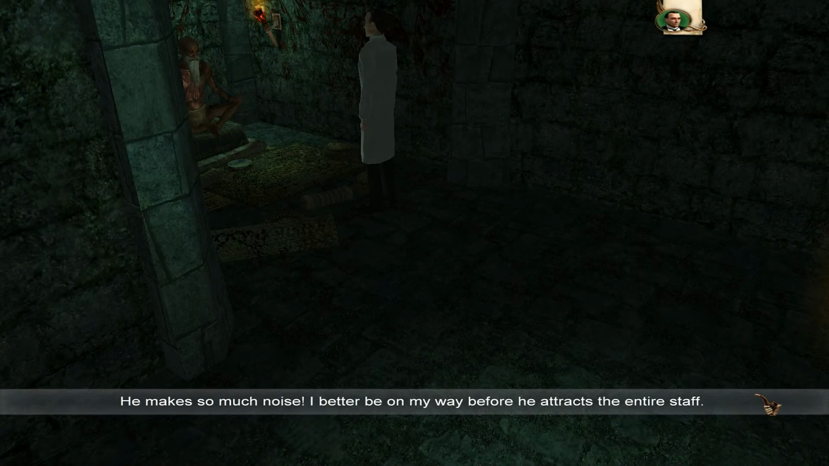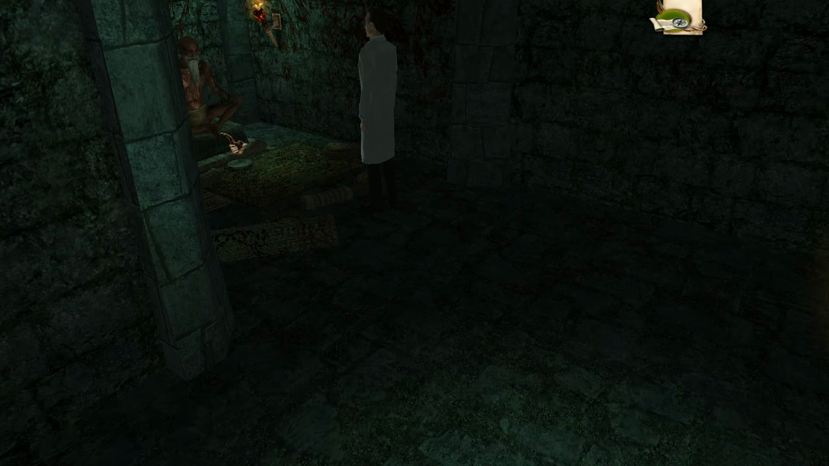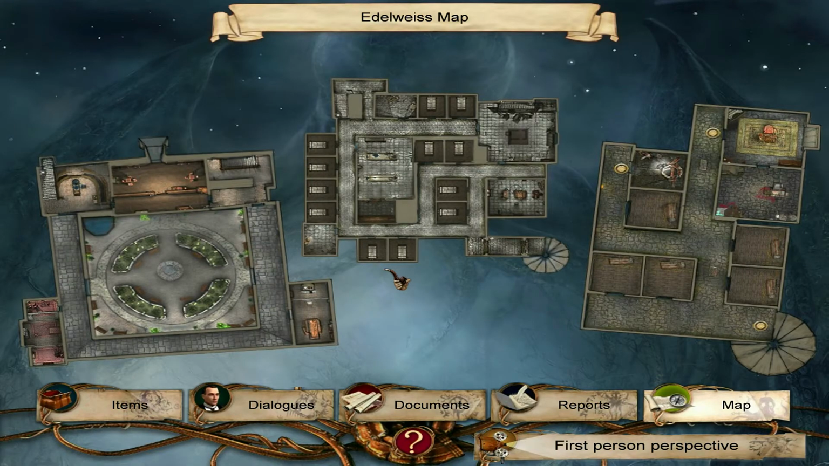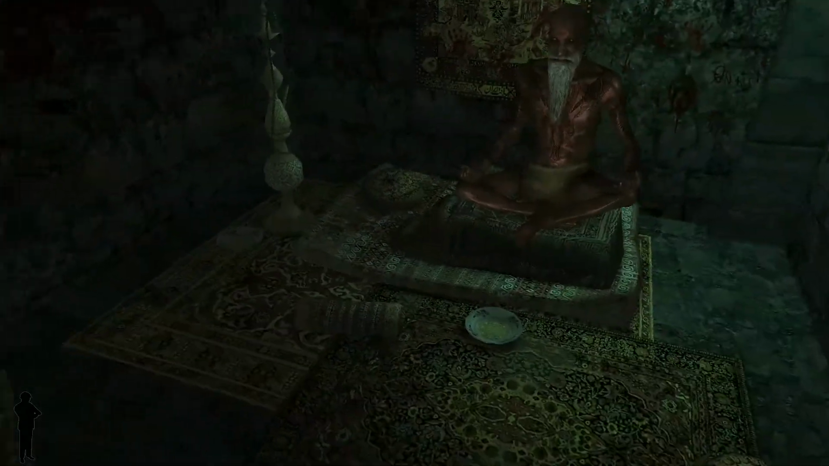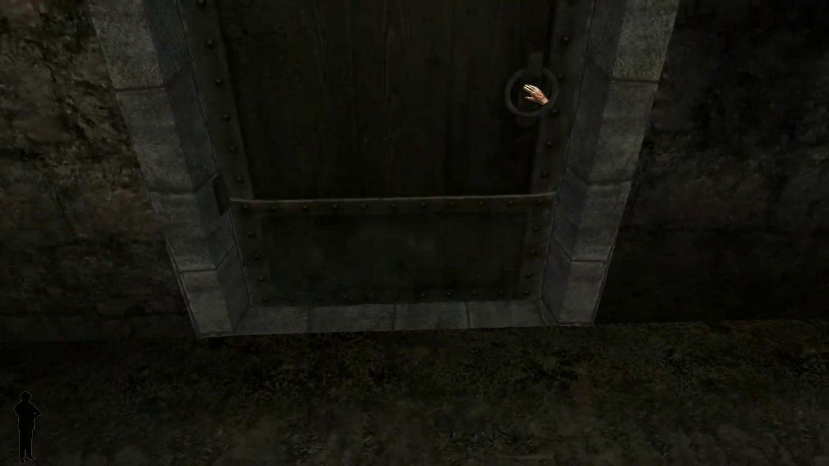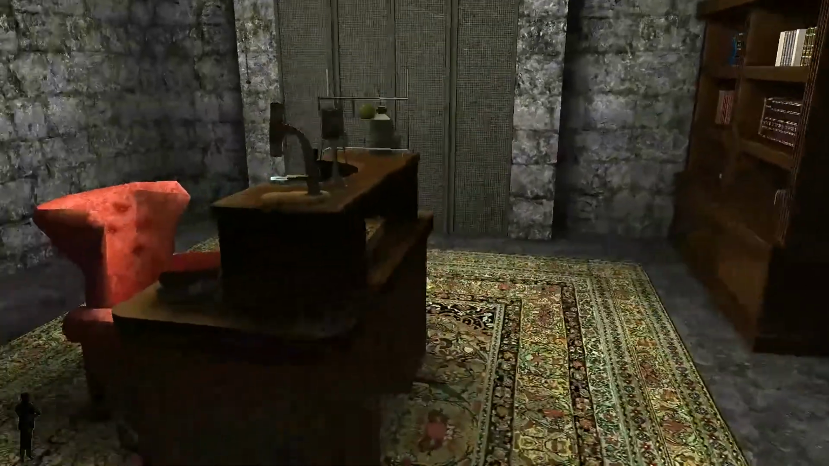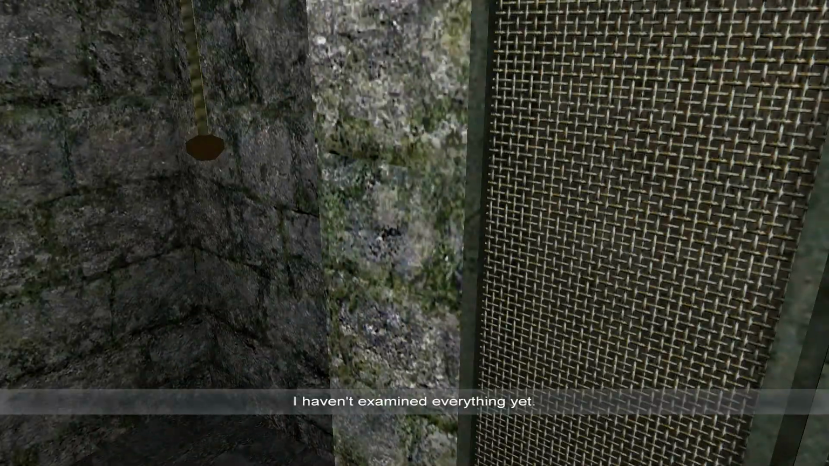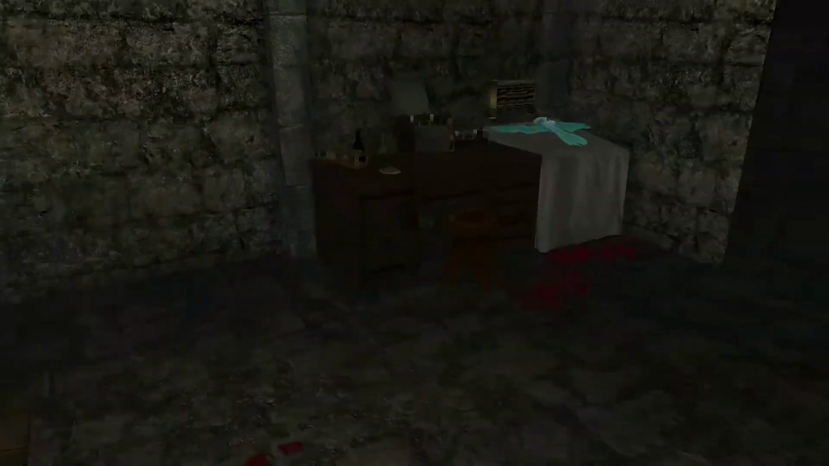He makes so much noise. I better be on my way before he attracts the entire staff. I haven't examined everything yet. Fuck's sake. Well, I can stay in here for a minute. I'm sure I'm safe.